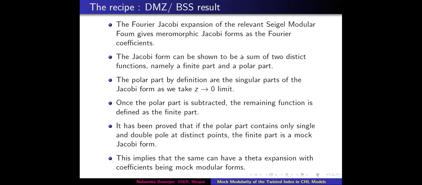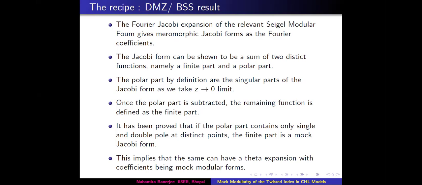Now, the Jacobi form can actually be shown to be a sum of two distinct functions, namely a finite part and the polar part. So here the things that I wrote are for modular forms, but let us take a Jacobi form, m of tau, z, and suppose it had two parts in it. I'm calling one finite and another one polar. So let me define what they are.